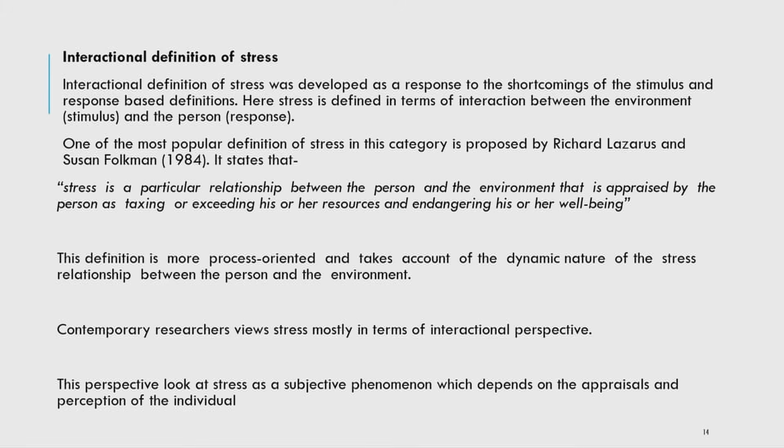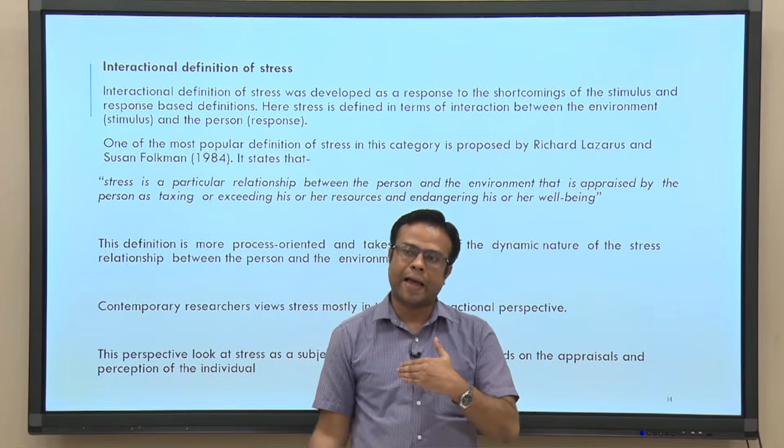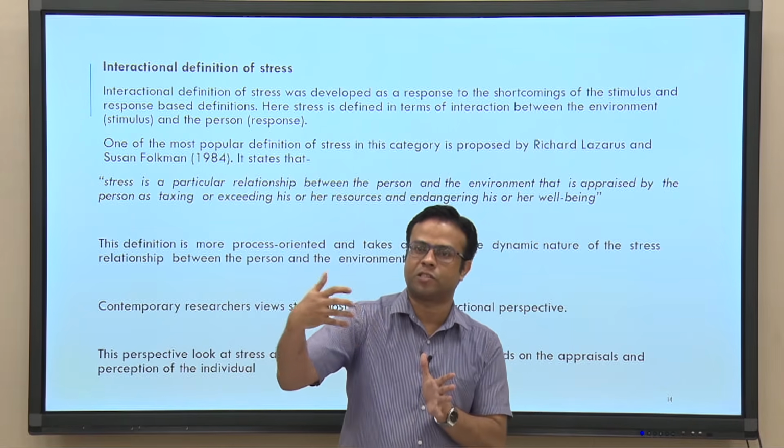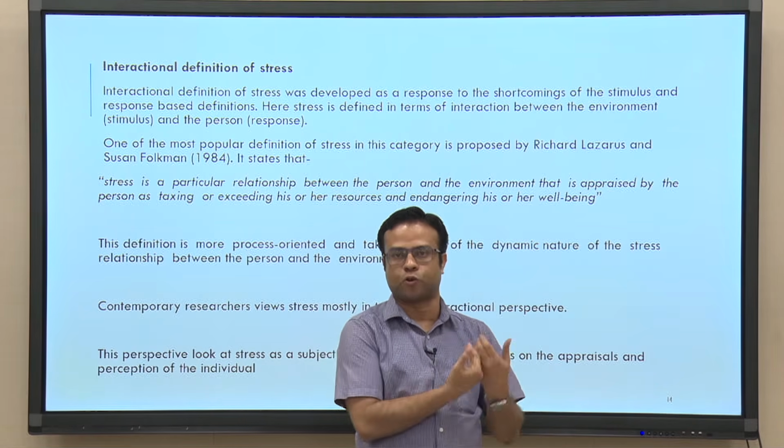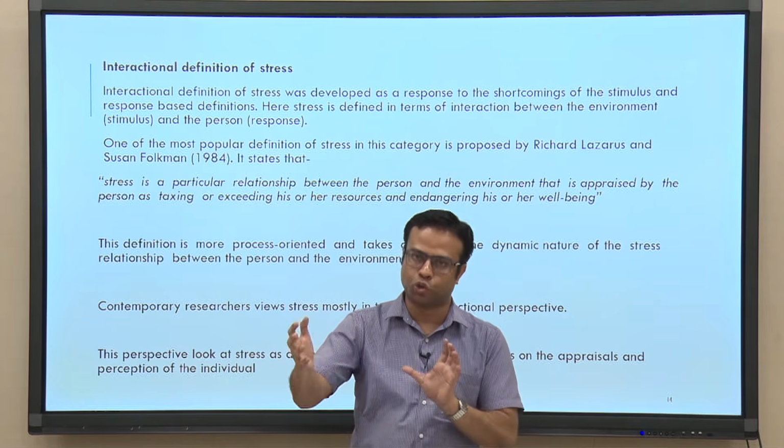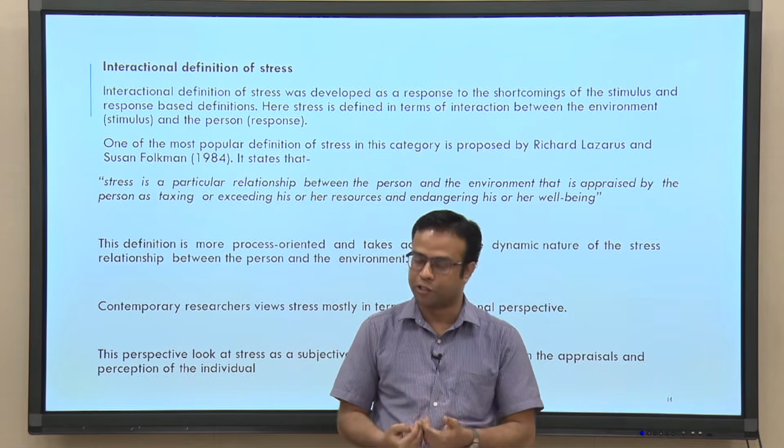Then we have the third category of definitions of stress, called interactional definitions. Here it is a combination of both stimulus based and response based definitions, and it defines stress as an interaction between the person and the environment. Stress is an outcome of interaction between the person and the environment. So it is neither seen as a stimulus nor only as a response. It is a result of interaction.